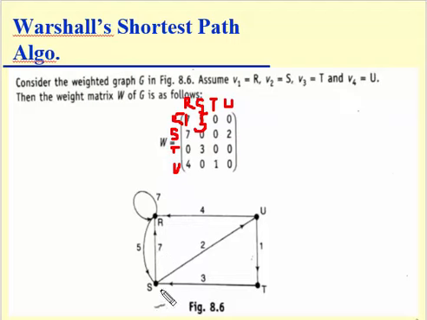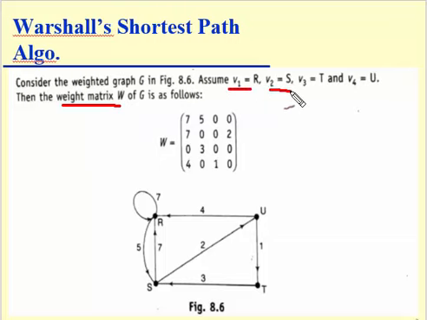Similarly, S to R. What is the way to go from S to R? That is 7, so you will write down 7. S to U is given, that is 2. But S to S and S to T, no edge, so those would be 0, 0. First of all we need to define this matrix, which is called the weight matrix. Here we are assuming that R is V1, S is V2, T is V3 and U is V4.